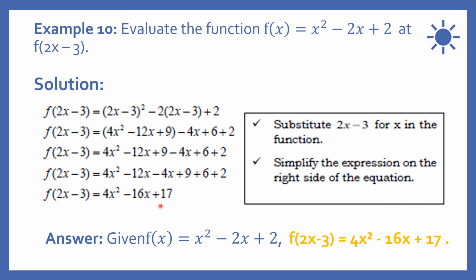So, ang answer natin, given f of x equals x squared minus 2x plus 2, f of 2x minus 3 is equal to 4x squared minus 16x plus 17. So, yan po yung coverage ng ating module 2, all about evaluating functions. So, I hope makatulong ito sa pagsagot sa mga activities doon sa inyong module.